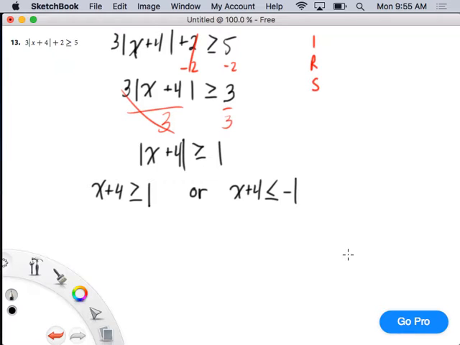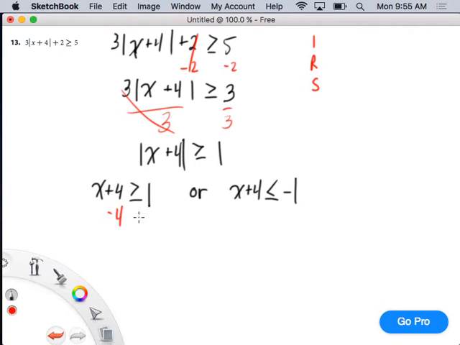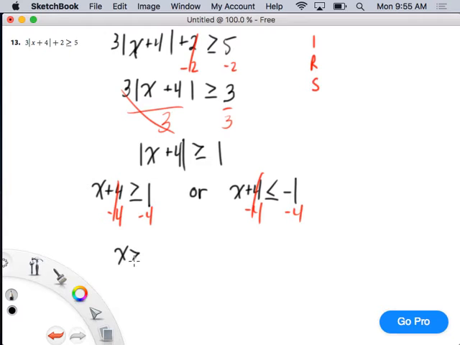Now I've rewritten, so my next step, my final step here is solve. So if I've written it out correctly, it should be clear that I've got to subtract 4 from all these. And it's x is greater than or equal to -3, or x is less than or equal to -1 minus 4 is -5.